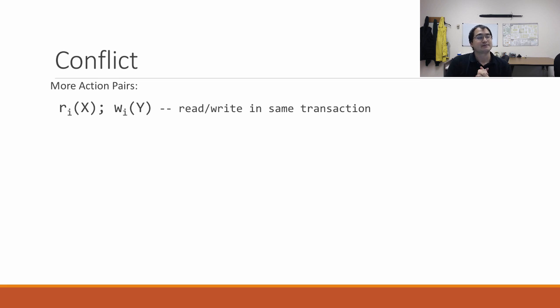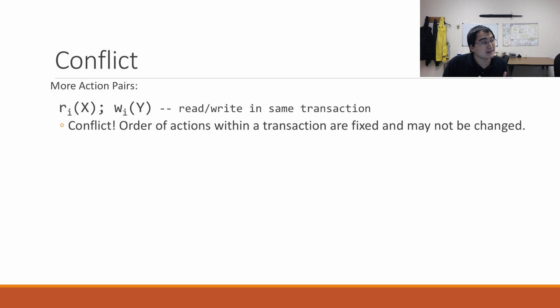All right, what about this? What if I read from an element X and I write to an element Y in the same transaction? Is that a problem? This is. The order of actions within a transaction are fixed. You can't say, oh, I'm going to read from X and then write to Y and then change the order within a transaction. You're never allowed to change the sequence of actions within a transaction because the scheduler doesn't know the logic of what's going on inside that transaction.